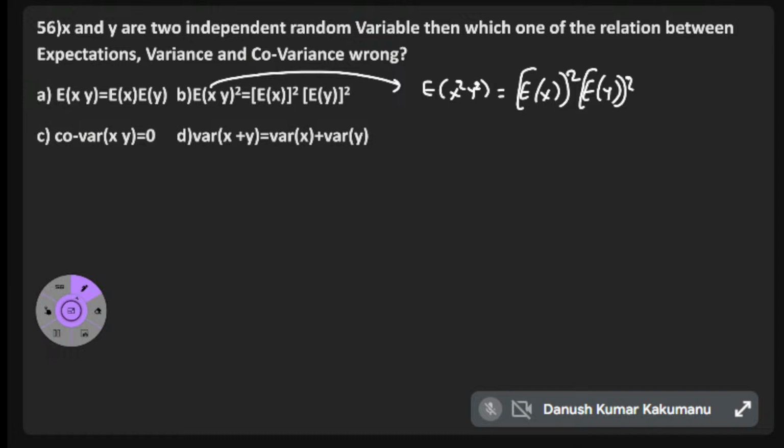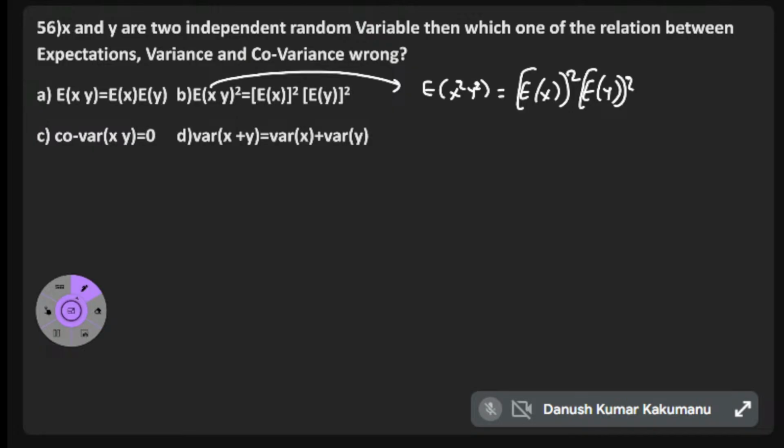What is the question? Understand the question. It is also a previous GATE question. X and y are two independent random variables. Then which one of the relations between expectations, variance and covariance is wrong? If x and y are independent, is the first option correct or not? Correct only. There is no problem for the first option.